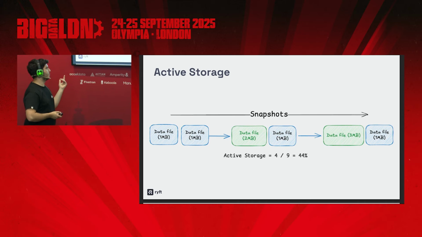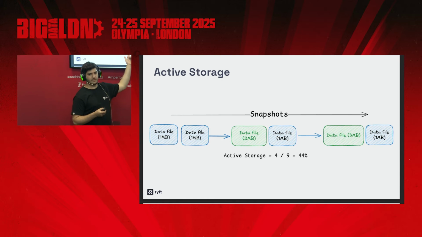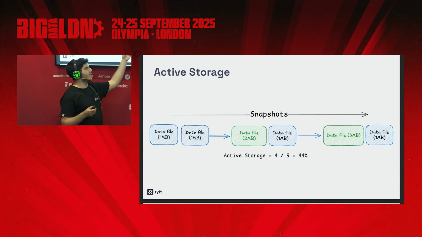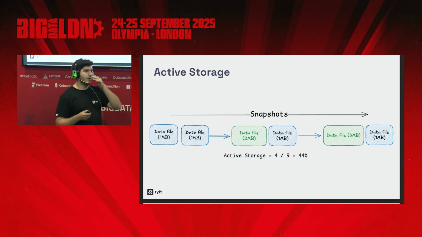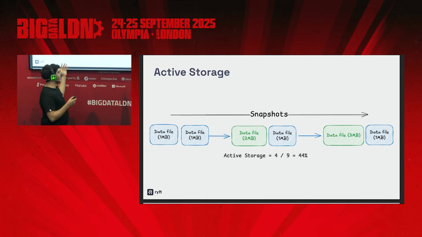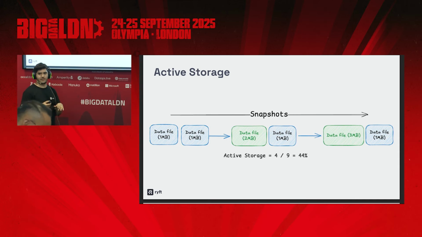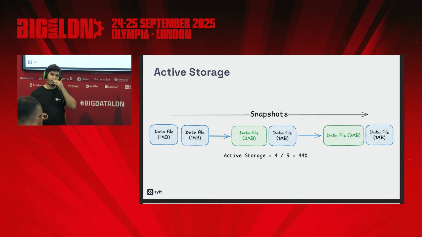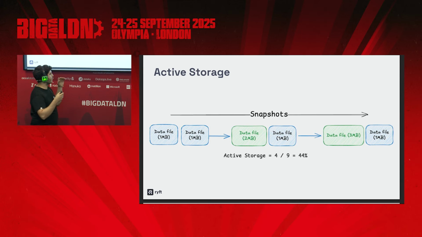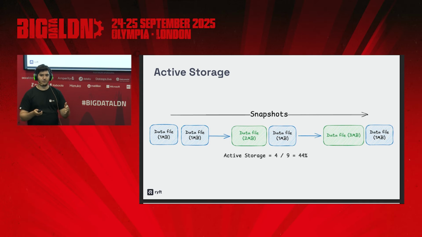So let's go through this example for a second. On your left, you can see two data files being written. You compact them, you get a bigger data file of 2 megabytes. Another file is being written, and then another compaction happens. You end up with a file of 4 megabytes. Out of these 9 megabytes that you're storing, you're actually using only the latest snapshot, which is only 4 megabytes. Out of 9 megabytes, that's about 44% of storage you're actually using. That means that there's 56% that is not being used and you're paying for.